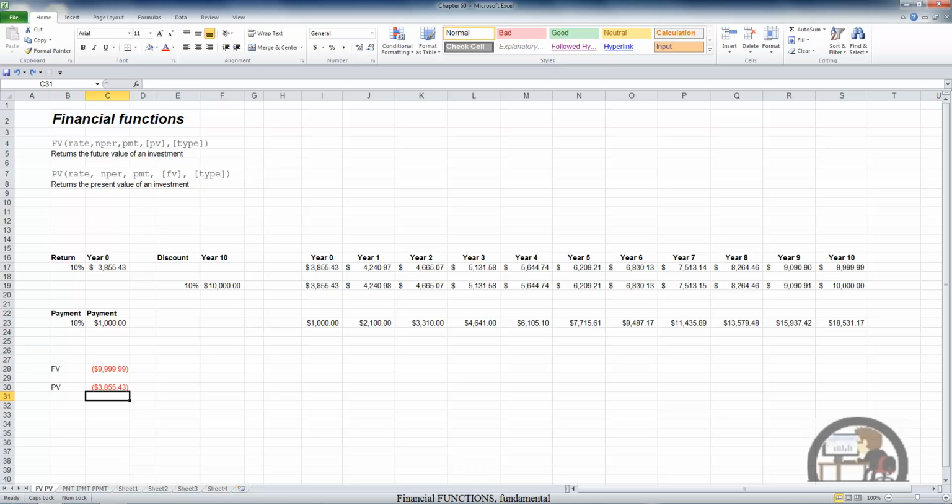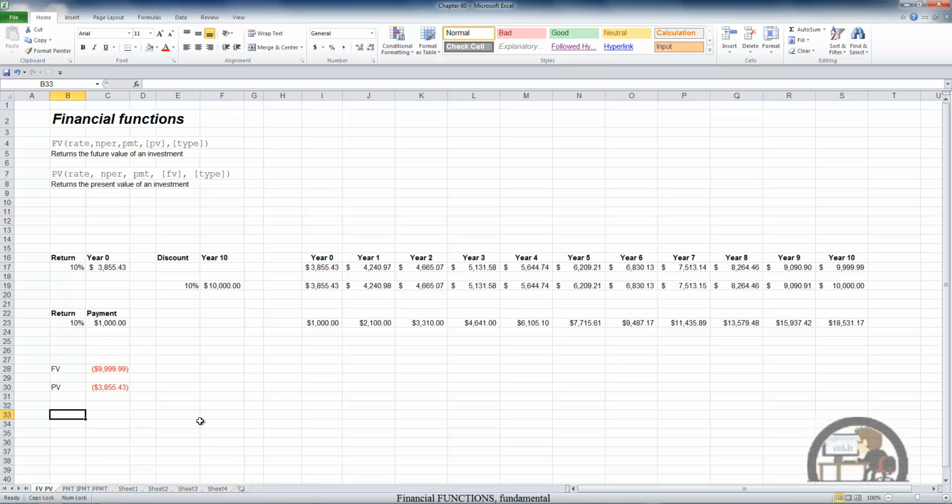And once again, we have that inverse relationship between the positive inflows and the negative outflows. In this case, the $3,855 is shown as a negative amount, which from a logical perspective makes sense because that's the amount of money that we're beginning with or putting into the process of this investment, and the $10,000 is what we're getting out, which is showing as a positive number in cell S19.